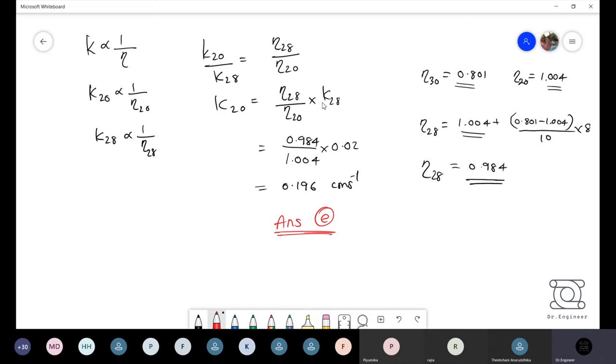Right? So that's it. Right. Fairly simple calculation. Constant head. Practical directly.